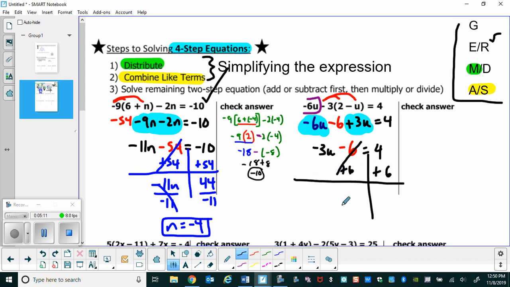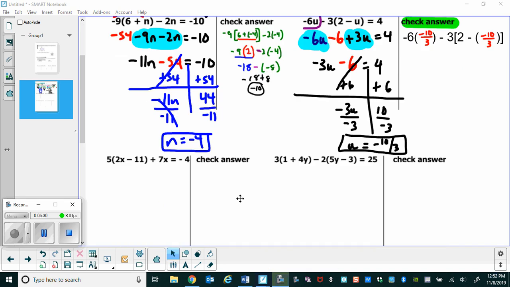So we get rid of the 6 there. We got a negative 3u equals 10. And then here, when we divide both sides by our negative 3, we're going to leave u as a negative 10 thirds. All right. Now I'm getting ready to show you guys how to check this.